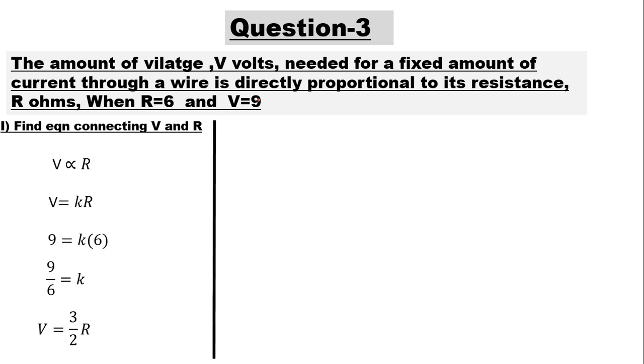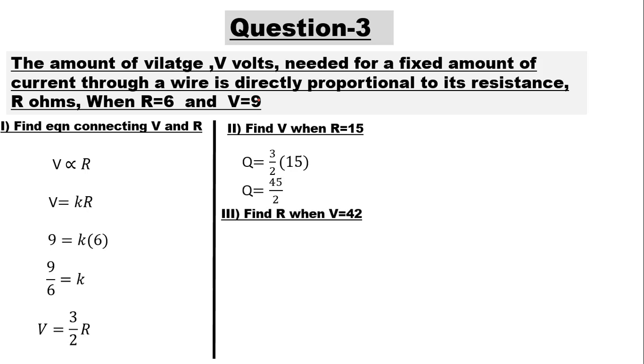In the second part of the question, however, students, you have to find the value of V when R is equal to 15. If we remove R and write 15 in its place, V becomes 3 by 2 of 15, which is equal to 45 by 2. In part 3 of the question, find R when V is equal to 42. Again, we will utilize the same equation and we will replace V this time with 42. So 3 by 2 R is equal to 42. Now, if we perform the basic algebraic manipulation, we will get the value of R that will be equal to 28.